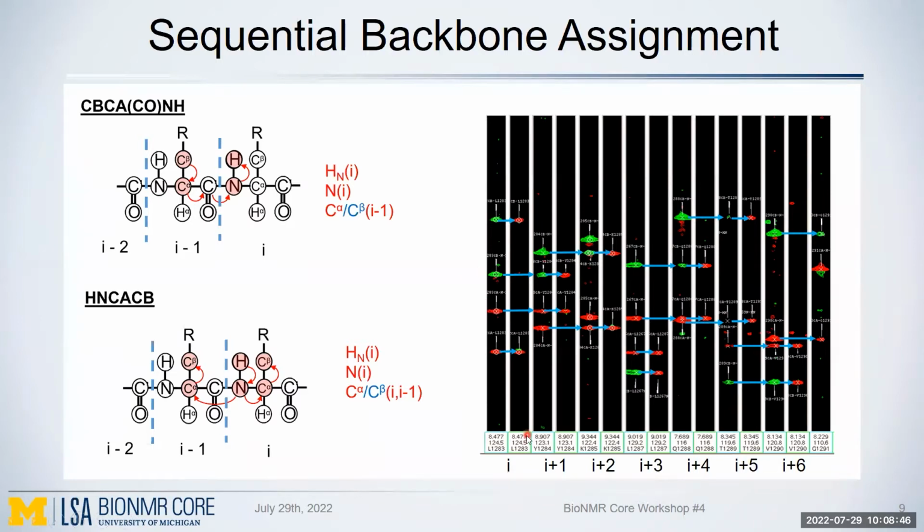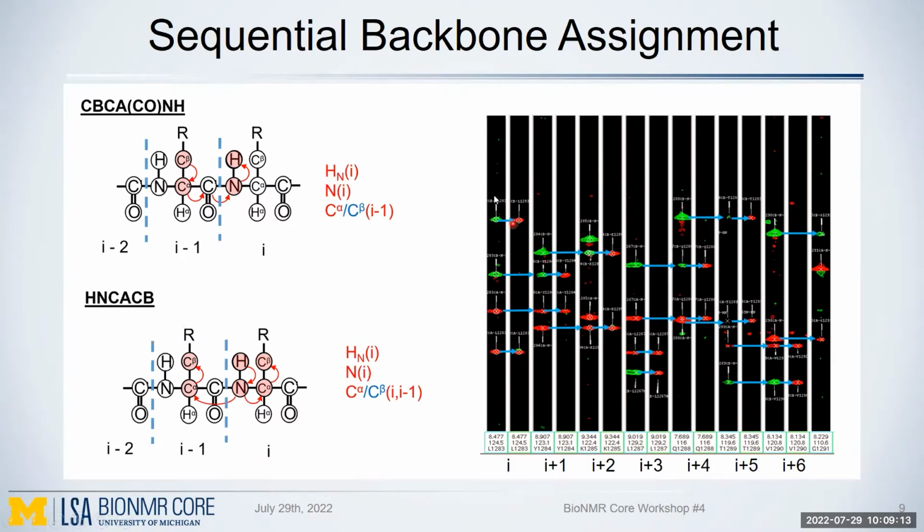And then the second strip plot is the CBCACONH strip. In this strip, you can see 2 cross peaks, one from the alpha carbon of the previous residue and the other from the beta carbon of the previous residue. And so you can compare the HNCACB and CBCACONH side by side, and that can help you to easily identify the alpha and beta carbon of the current residue.